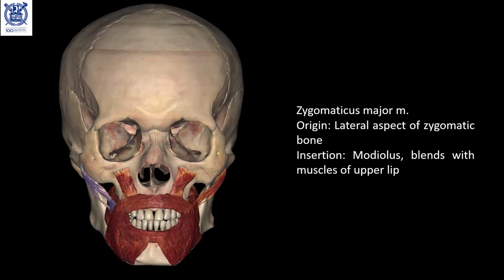The zygomaticus major muscle may occur in bifid form, with two fascicles that are partially or completely separate from each other but adjacent. Usually a single unit, dimples are caused by variation in form. It is thought that cheek dimples are caused by a bifid zygomaticus major muscle. The zygomaticus major muscles raise the corners of the mouth and draw them posteriorly when a person smiles.